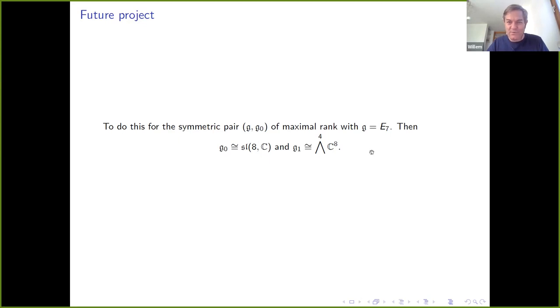Okay, so yeah, I think that's a good point to stop. Then there's of course the next orbits. We also have then Galois cohomology methods for doing those, but I will not go into that.